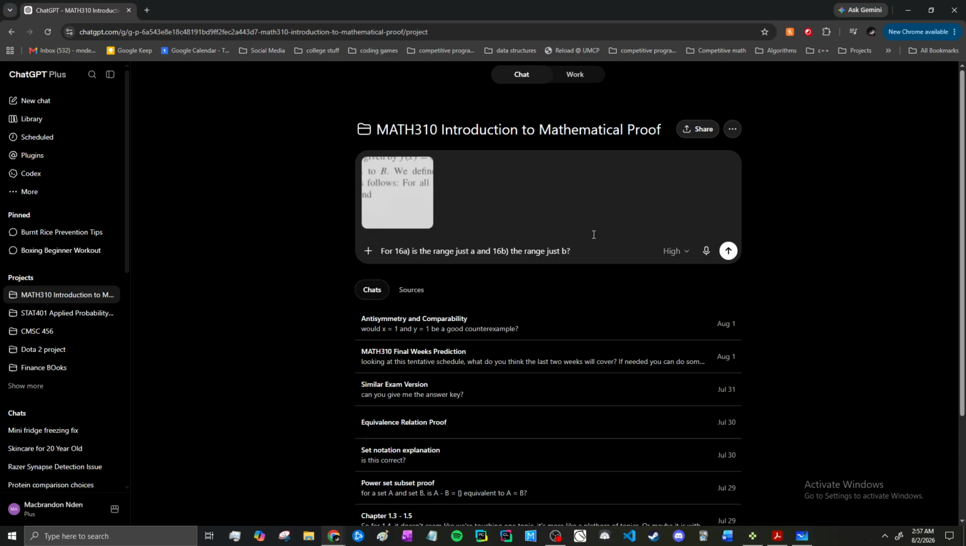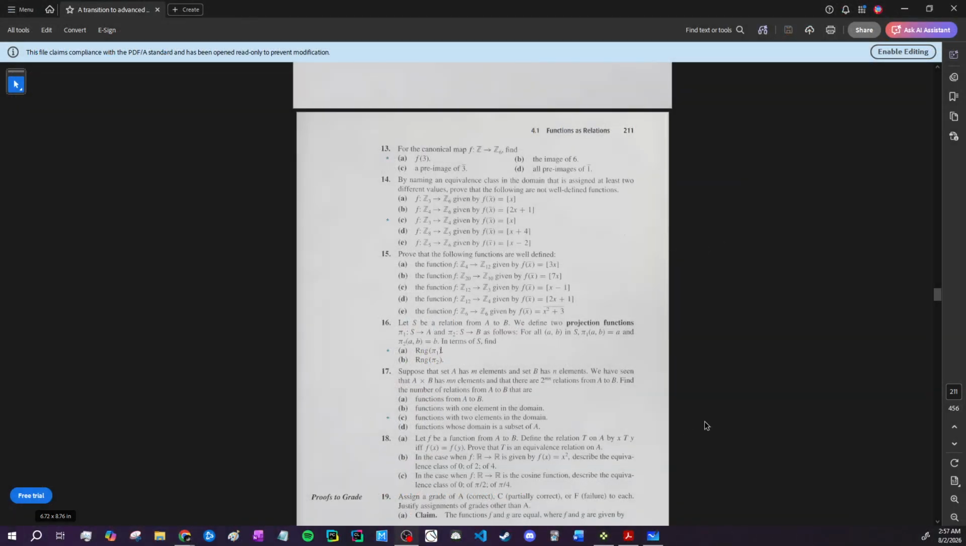Okay, wait, no, sorry. I just reread the problem. In terms of S, this here, in terms of S. So in terms of S, let me just make sure I got this correctly. S is a relation from A to B, correct? So remember pi 1 is simply... no, that's actually not that hard.